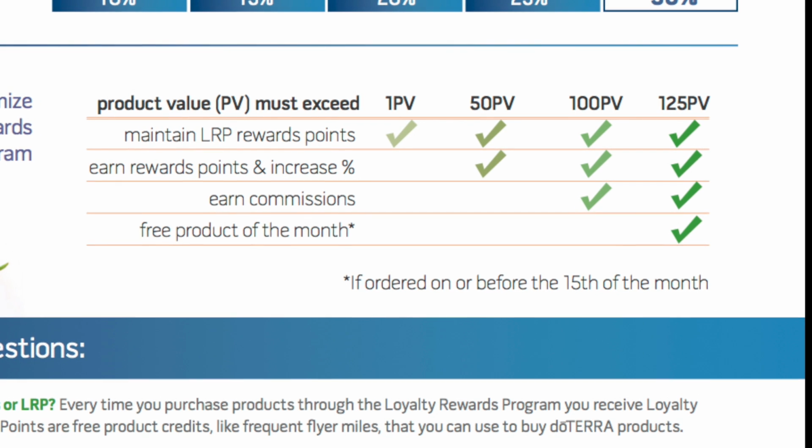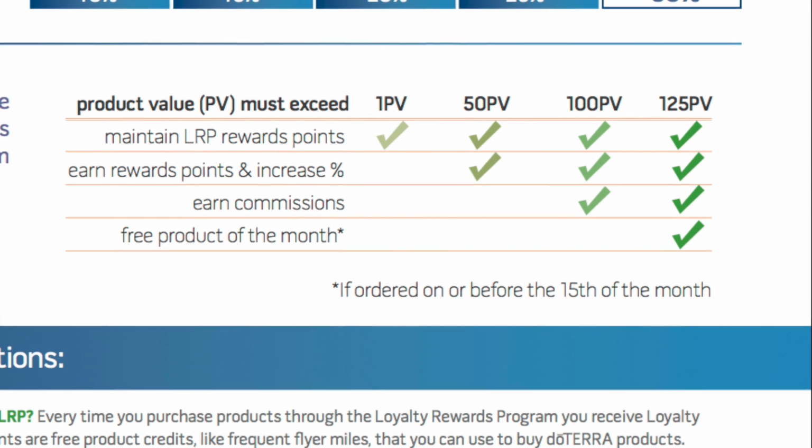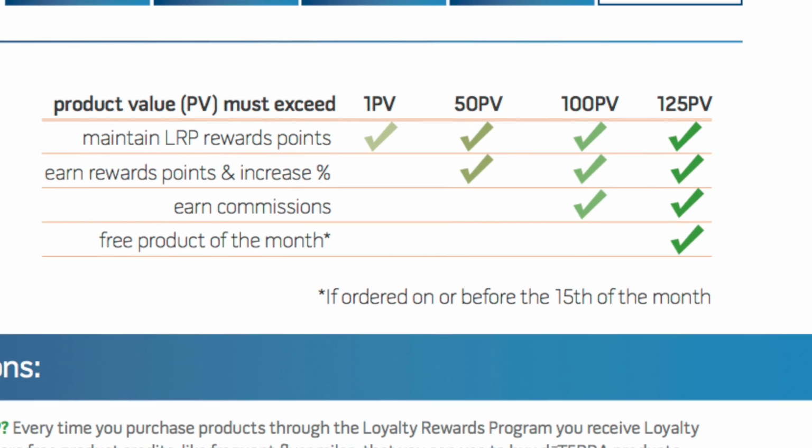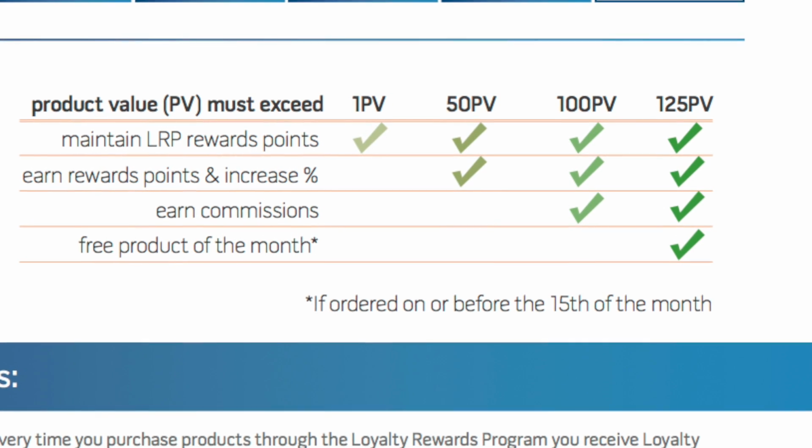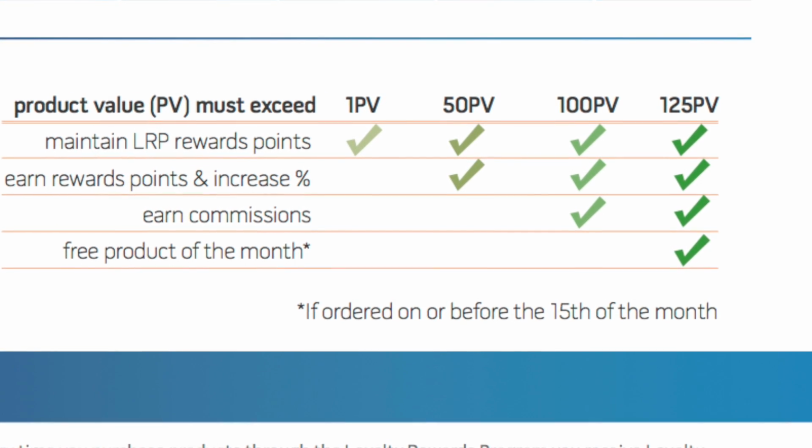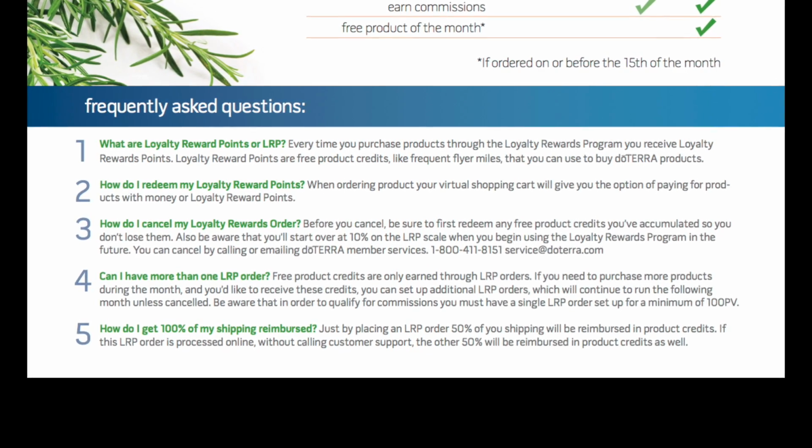In order to earn points and increase in the percentage, the order needs to be at least 50 PV. 100 PV earns commissions, and to get the free product of the month, it needs to be at least 125 if ordered on or before the 15th of the month. Now, then I like to go through the frequently asked questions, and yes, I read these word for word as well. So the first one is, what are loyalty reward points, or LRP?